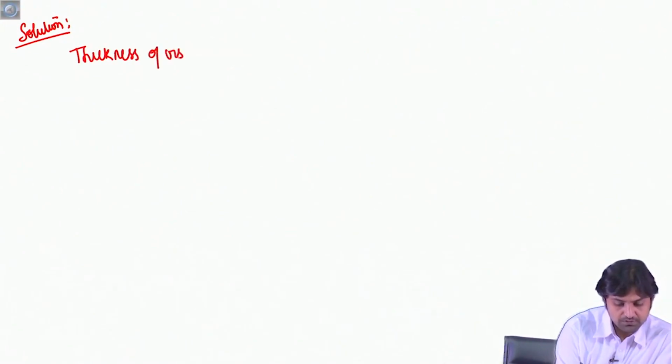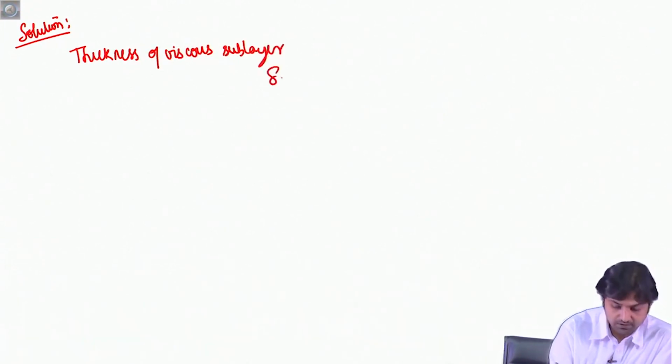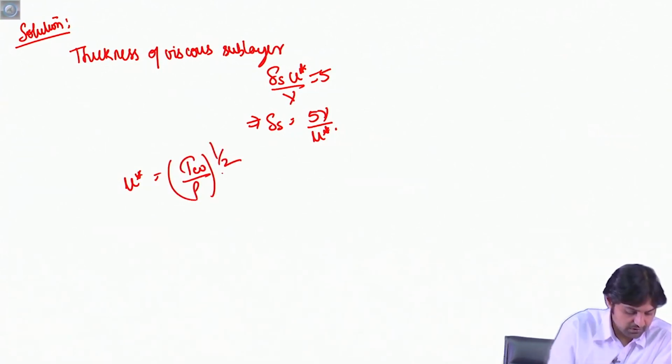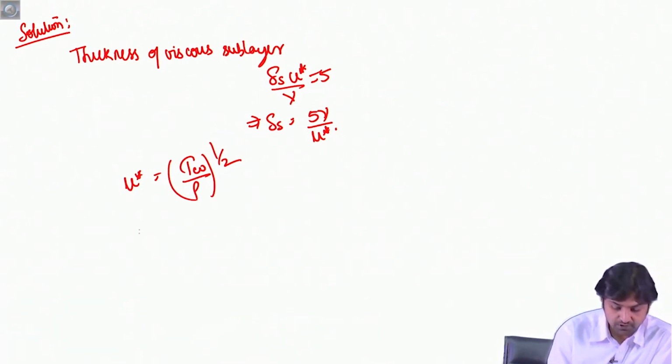So, the thickness of viscous sublayer is going to be delta S u star by nu is equal to 5. So, delta S is 5 nu by u star. All right. We do not know u star, but u star can be written as tau w by rho to the power half. Okay. And how do we obtain the wall shear stress tau w?